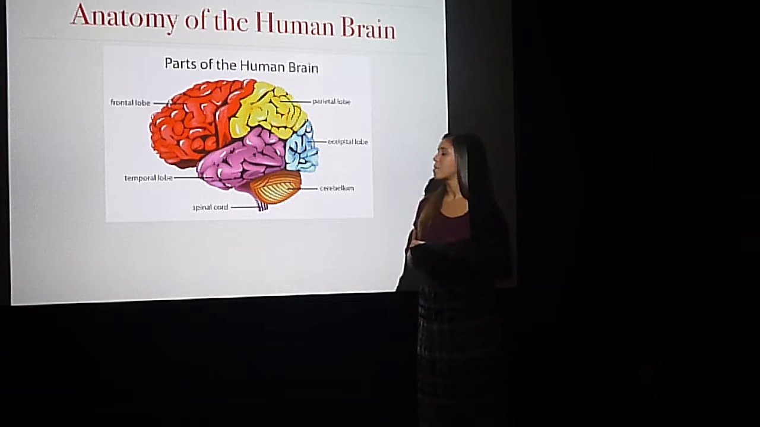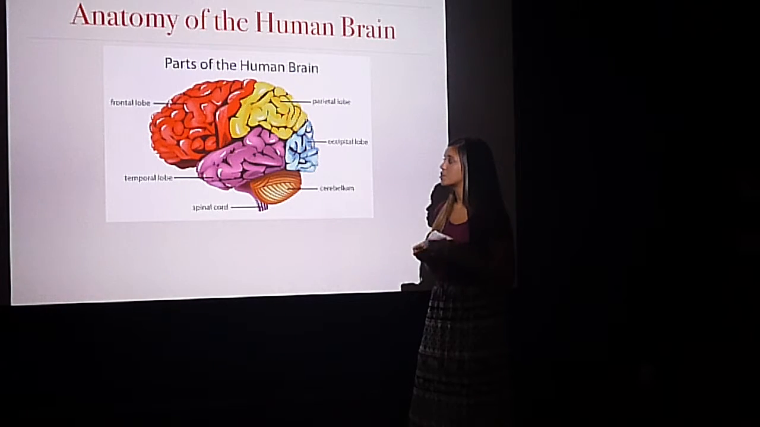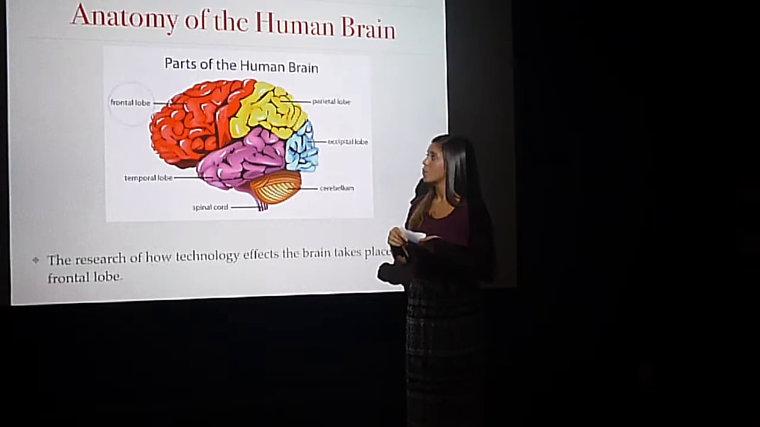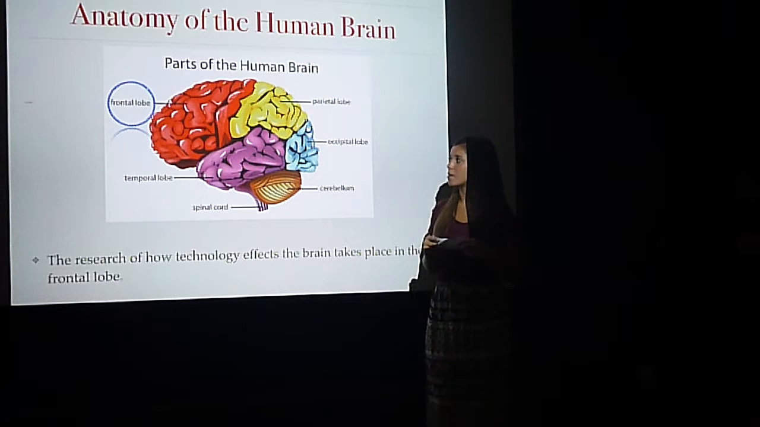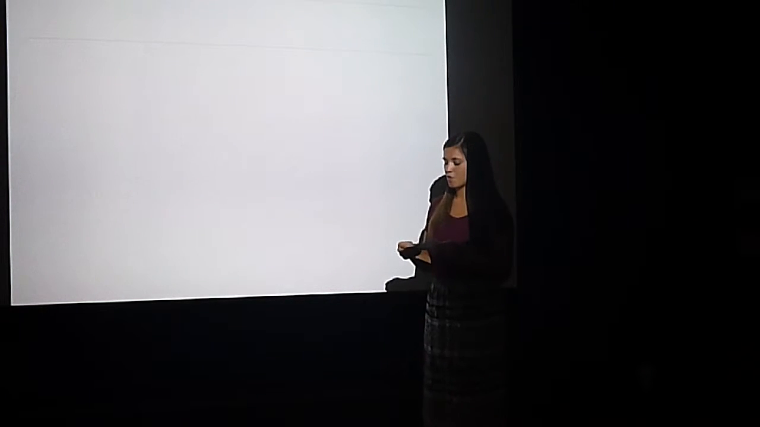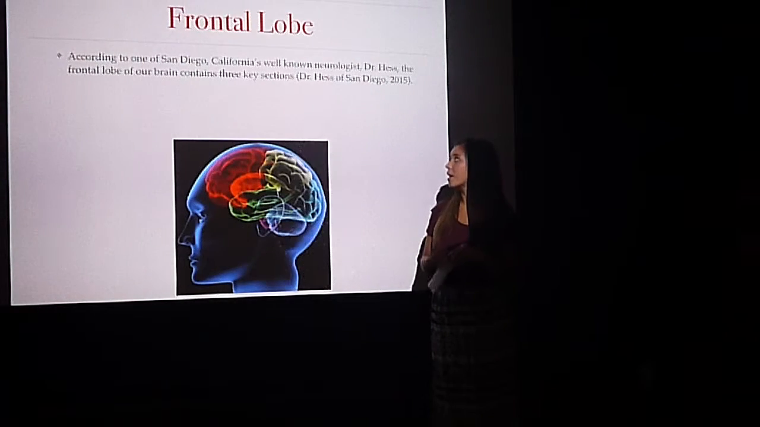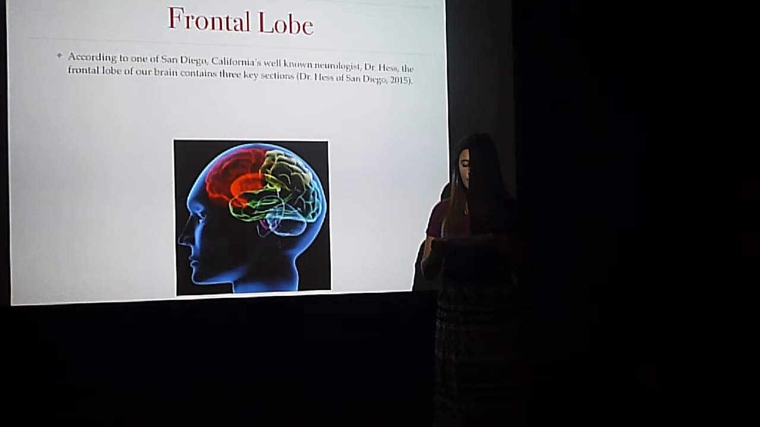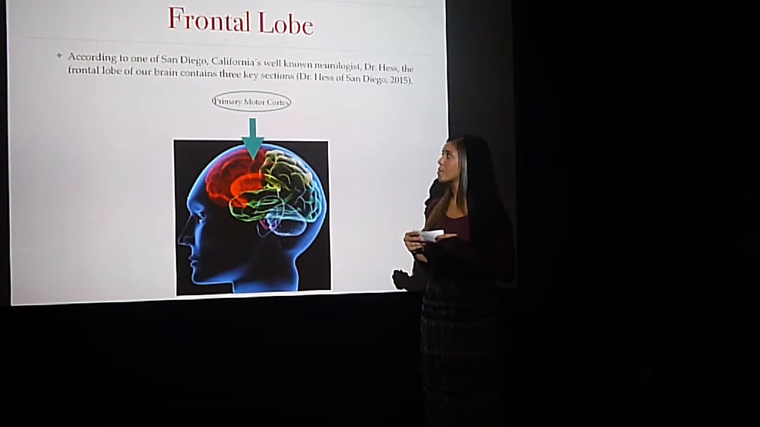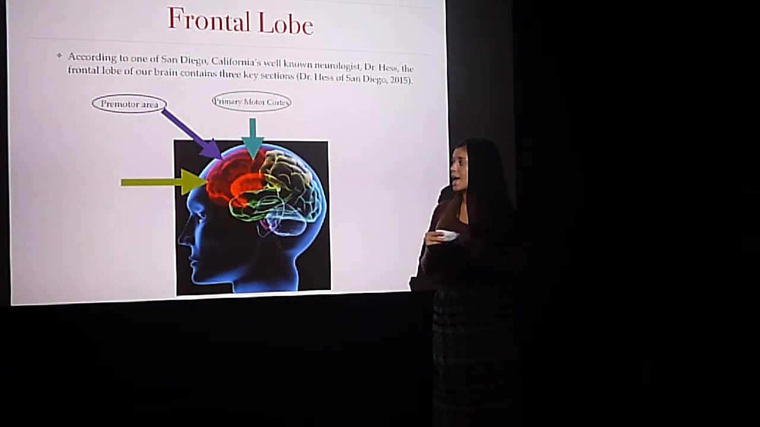This is a diagram of the 5 main regions of the brain. Our study and research focuses more on the frontal lobe, which is the red region right there, circled at the top. The frontal lobe is actually divided into 3 further sections. According to one of San Diego, California's most well-known neurologists, the frontal lobe of our brain contains 3 key sections, which are the primary motor cortex, the premotor area, and the prefrontal cortex.